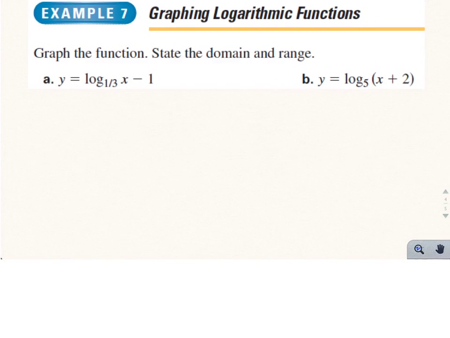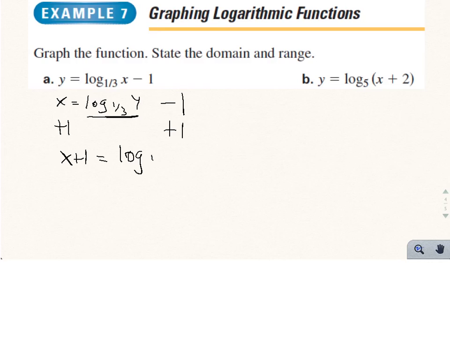So x equals log base a third of y minus 1. First thing I'm going to do: right now there are no parentheses here. If there were parentheses there, then I would have to keep that as part of it, but there aren't. So I add the 1 over because I want to get my logarithm by itself. Add 1. So I have x plus 1 equals log base 1/3 of y.